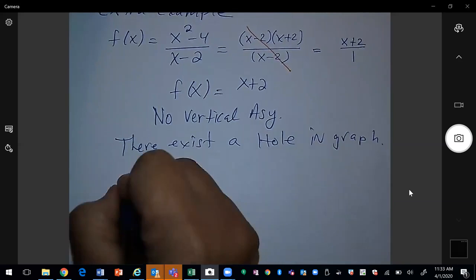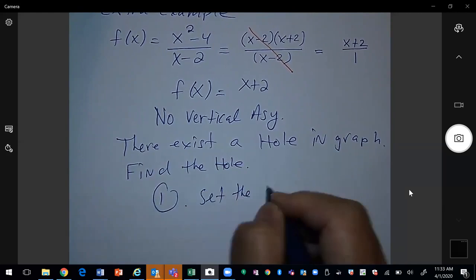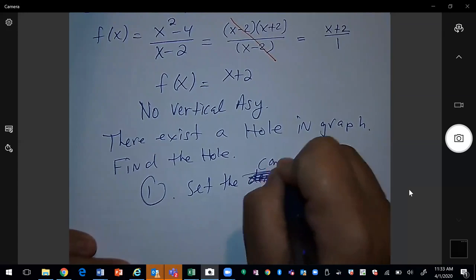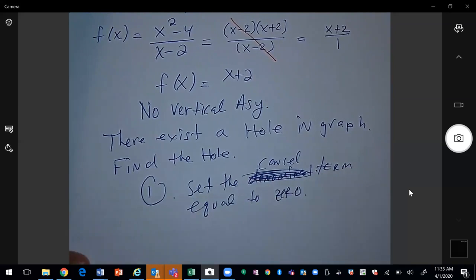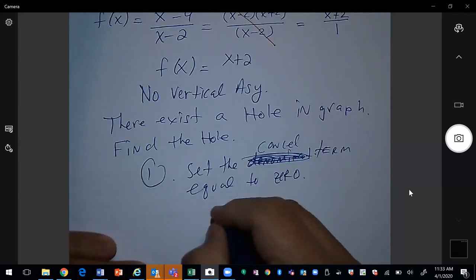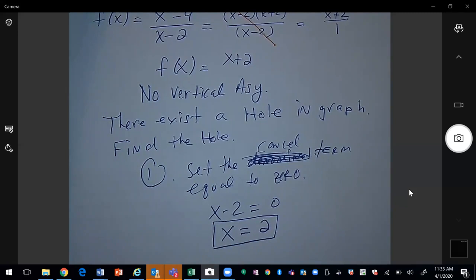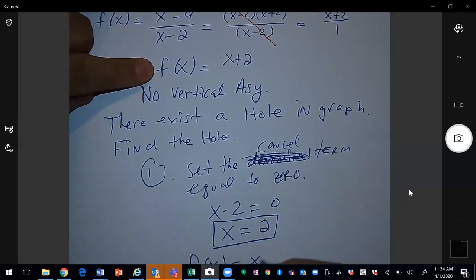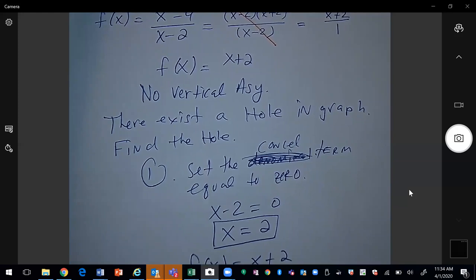Okay, and so to find it, we do the following. Number 1, set the cancel term equal to 0. So our cancel term here was the one that we scratched out over here. That's x minus 2 is equal to 0. So if I solve for x, I get x equals 2. But then we need to find a y for that. Okay, so to find the y, we're going to plug it into what we have left after we canceled the terms. So we're going to plug it into f of x equals x plus 2. So what this means is that there's a hole located at 2, 4.